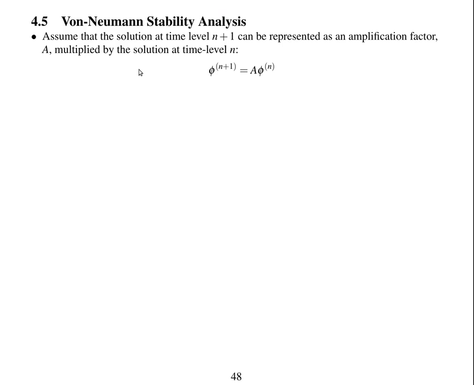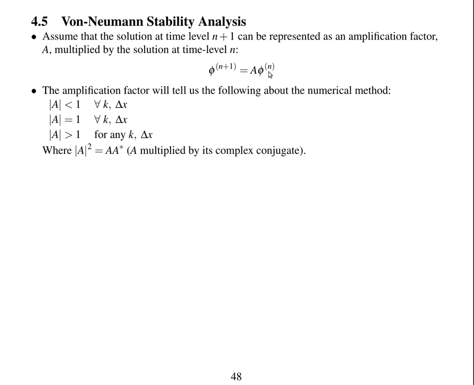So we can assume that the numerical solution of a PDE at time level n plus 1 can be represented as an amplification factor A multiplied by the solution at time level n. Then if we can represent a solution like this, the amplification factor will tell us about the stability of the numerical method. If the magnitude of the amplification factor is less than 1, then the solution will be stable and damping. This is for all k, that's for all wave numbers, and for all delta x, for all resolutions.